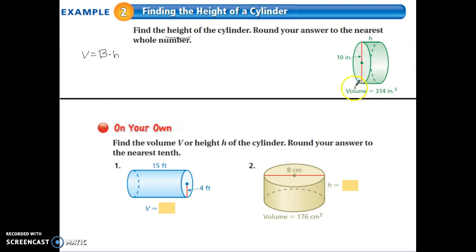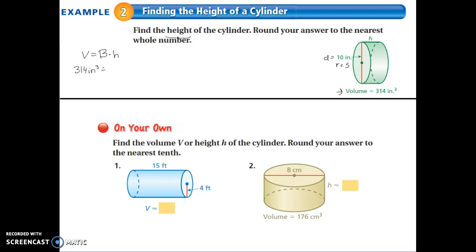Well, according to this diagram, I don't know H, but this time I do know V. My volume is 314 cubic inches. So I'm just going to substitute that value in for my V in my formula equation. So I have 314 cubic inches. That's going to be equal to the area of the base multiplied by the height. Now they don't give me the area of the base, but they do give me the diameter of this circle. If the diameter is equal to 10, that means my radius is going to be equal to 5.